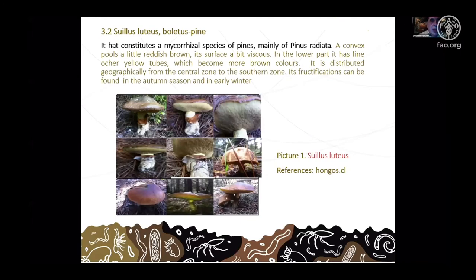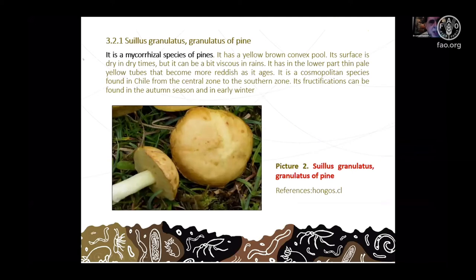Suillus luteus, which we name Boletus of pine, constitutes a mycorrhizal species of pine, mainly of Pinus radiata. You can see the picture of Suillus luteus, in the humic form, more under radiata pine. We have also another species, Suillus granulatus, granulatus of pine. This is also a mycorrhizal species of pine. This fructification can be found in autumn season and in early winter. Suillus granulatus is a mushroom you can eat, it is very good.